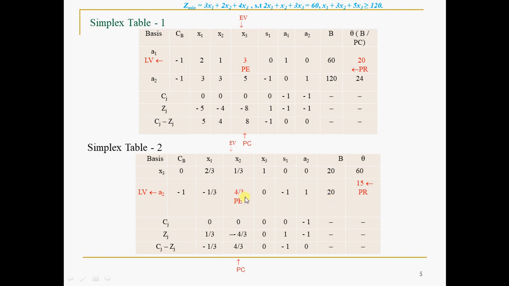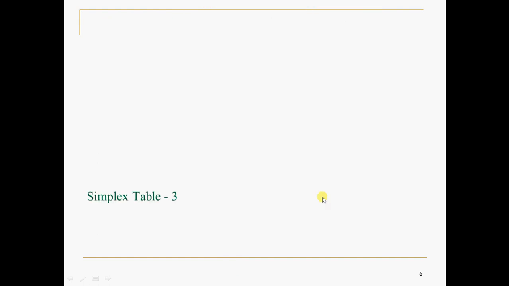You are multiplying this by 3 by 4 to make it 1, which means you have to multiply this also. You are not supposed to multiply the CB. CB is not part of the equation, it is a coefficient. So minus 1 by 3 into 3 by 4, 0 into something, minus 1 into like that, till here. Okay, so let us see simplex table 3 now.